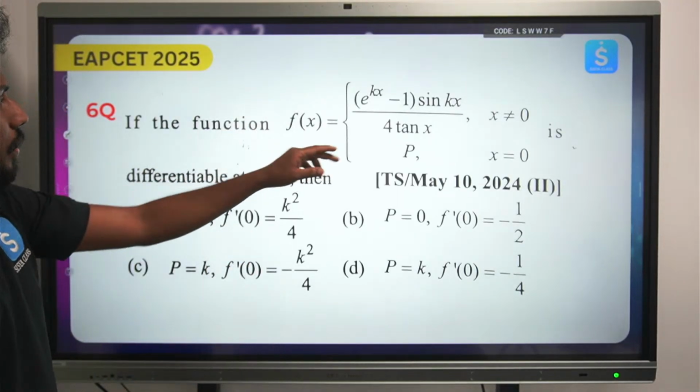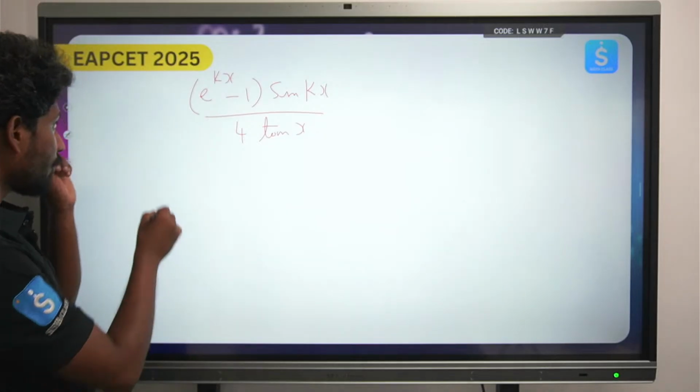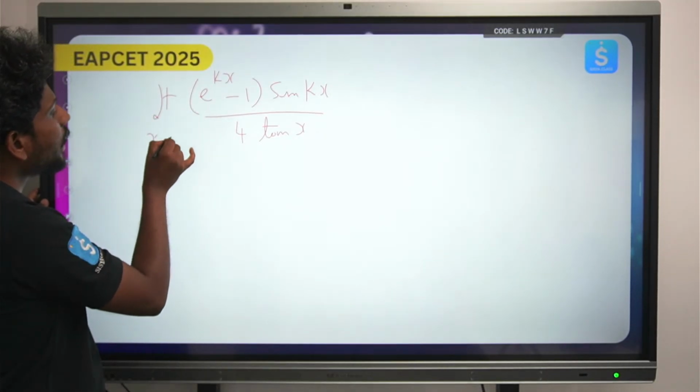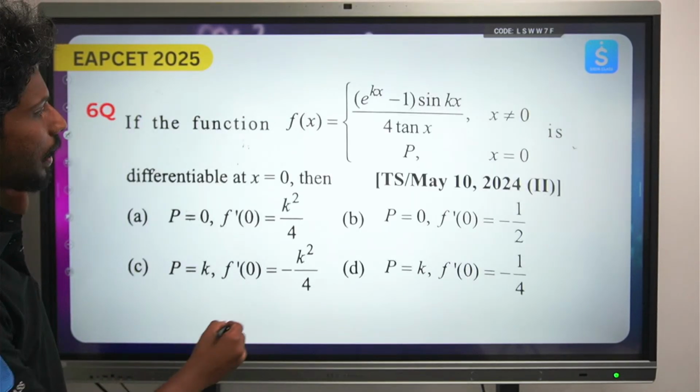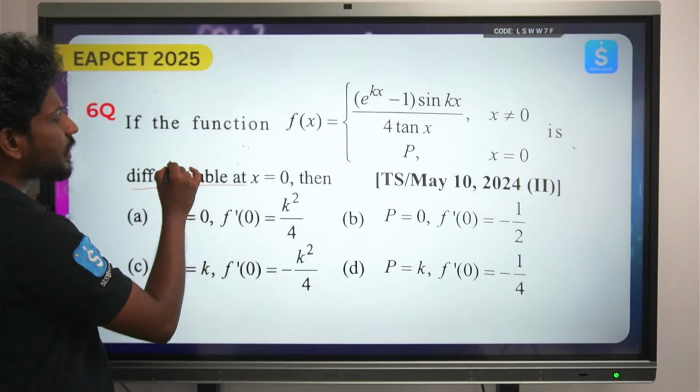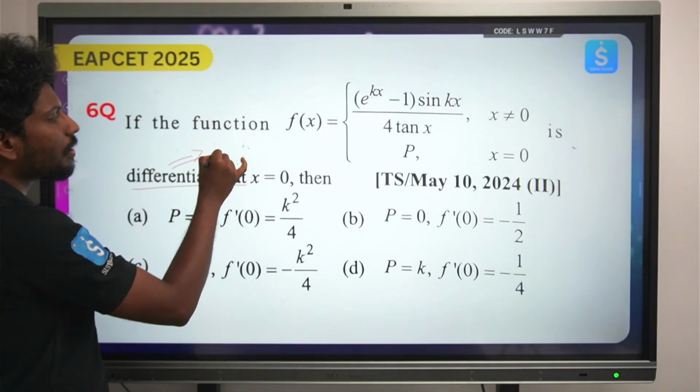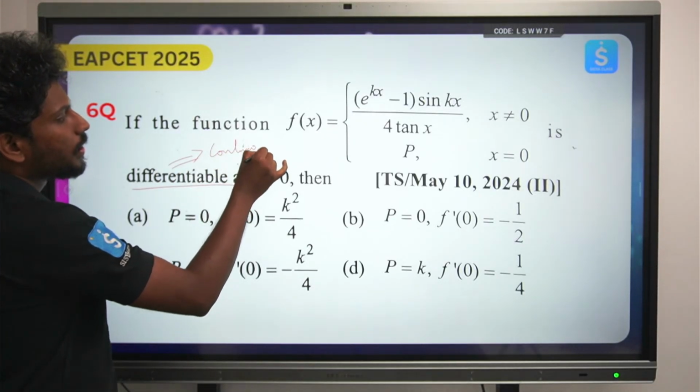So this is the value we have. Now you see, how do we find limit x tends to 0? He is saying it is differentiable. Just understand this. He is saying this is differentiable. This also implies that it is also continuous, right? It is continuous.